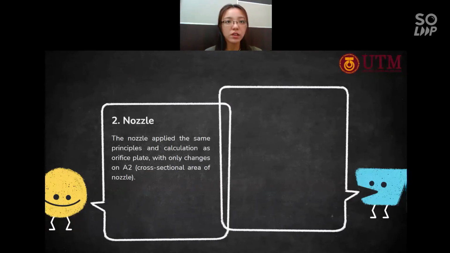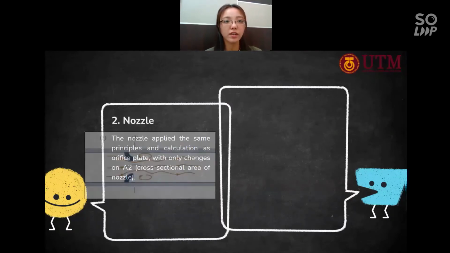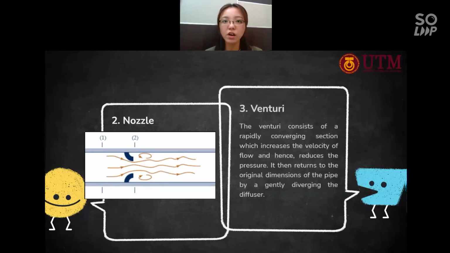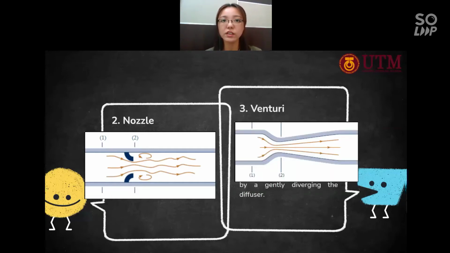The nozzle applies the same principle and calculation as the orifice plate. The only change is the cross-sectional area of the nozzle. The difference between the nozzle and the orifice plate is the shape of the restriction opening, whereby the nozzle is approximately a quarter ellipse. The venturi consists of a rapidly converging section, denoted as point 2 in the picture, which increases the velocity of flow and reduces the pressure. Then it returns to the original dimension of the pipe. This is a particularly accurate method of flow measurement as the energy loss is very small. Same principle and calculation as the previous ones, with the only change being the cross-sectional area of the venturi.